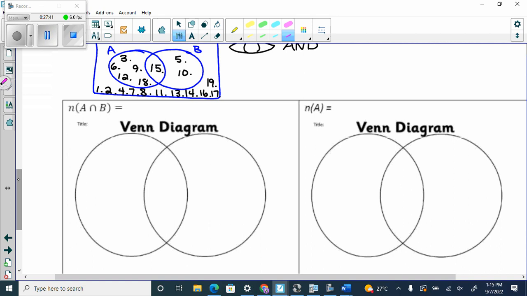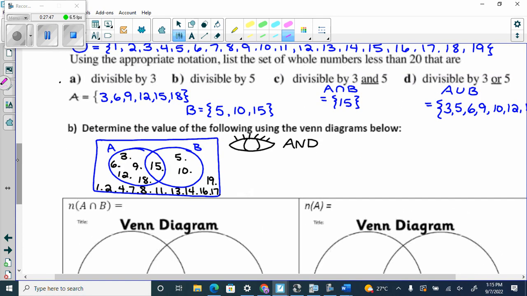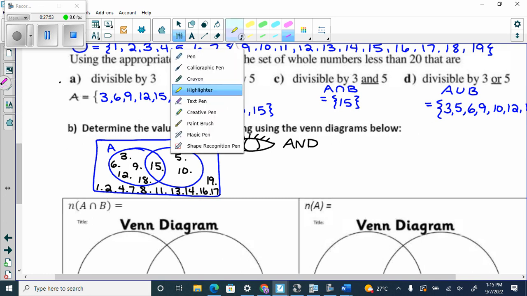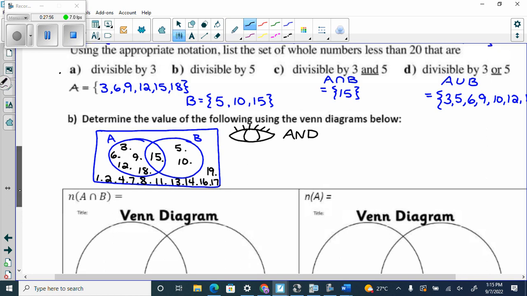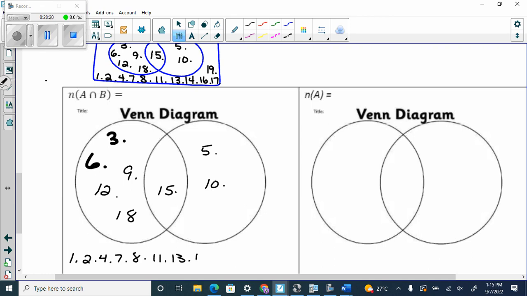So I want the number of elements in A and B. We're going back to the same numbers we had before, remembering that A was what was divisible by 3, B was what was divisible by 5, and the outside was all the rest of the numbers. We agree? So I want what's in A or B. So I have 3, 6, 9, 12, 18, 15, 5, 10, 1, 2, 4, 7, 8, 11, 13, 14, 16, 17. We agree?